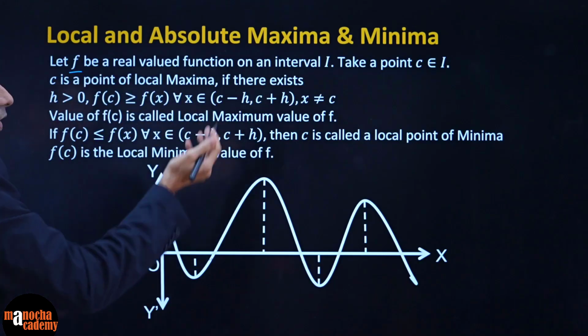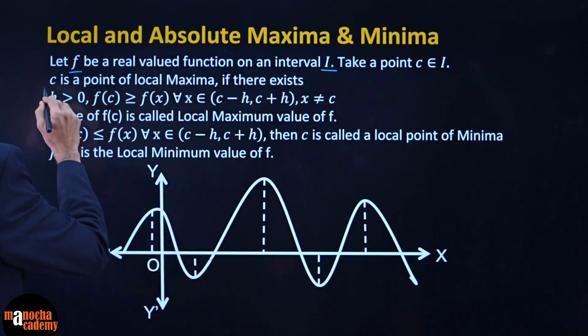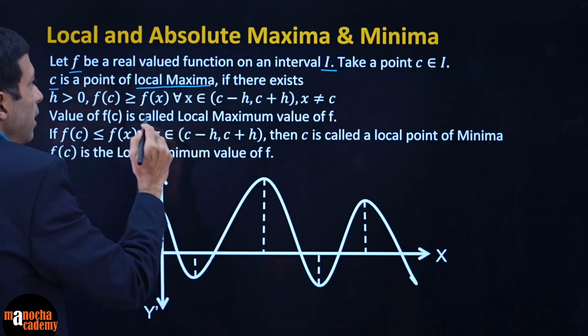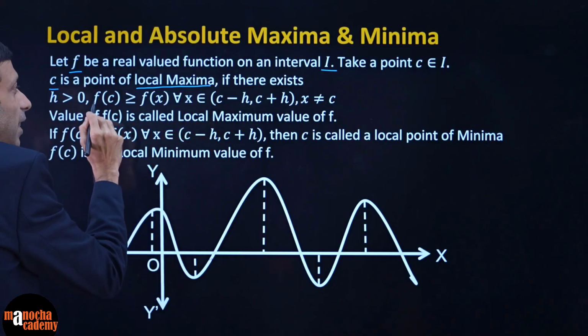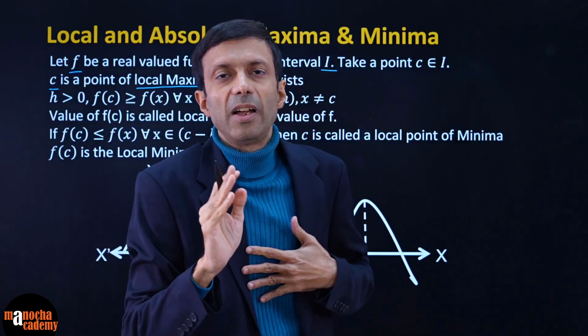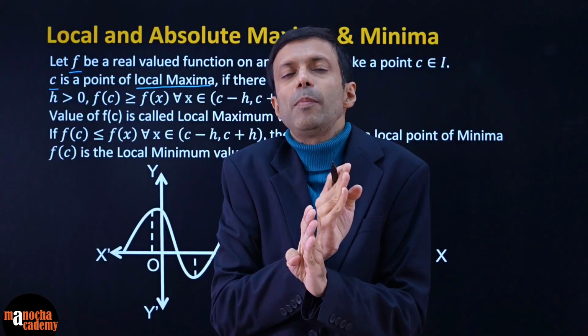This is the kind of terminology you'll see when you read the books. f is a real valued function. Obviously, we're dealing with real valued functions on some interval I, and then you take a point c in that interval. Then it is a local maxima point if, in that region, in calculus, how do we define it? Remember, we take this h, a small quantity, and look in the neighborhood, so at c plus h and c minus h.